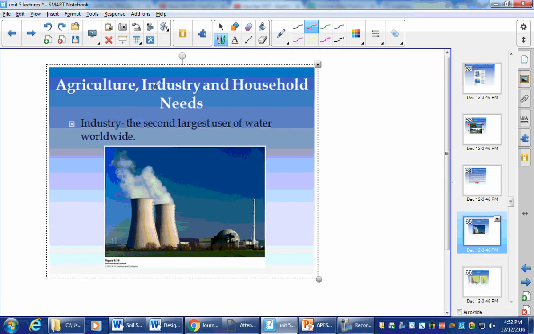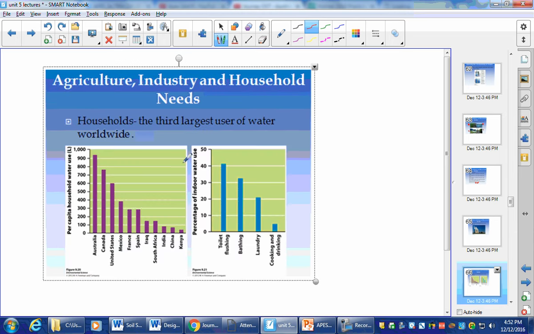Right, so what do we use? How do we use water with agriculture, industry, and household? So industry is the second largest use of water worldwide. I think you remember it's about 20% or something like that. So here are our nuclear power plants. They use water to cool off fuel rods and things like that. So all this is steam. This isn't like pollutants or anything. It's just steam.